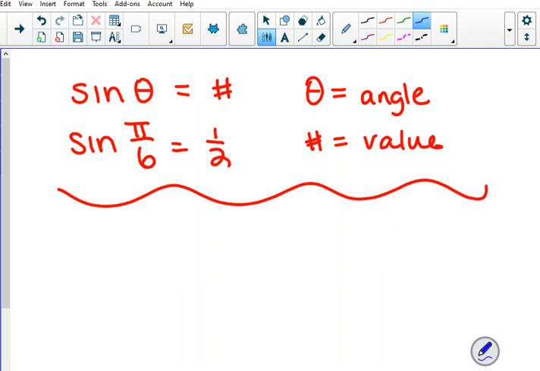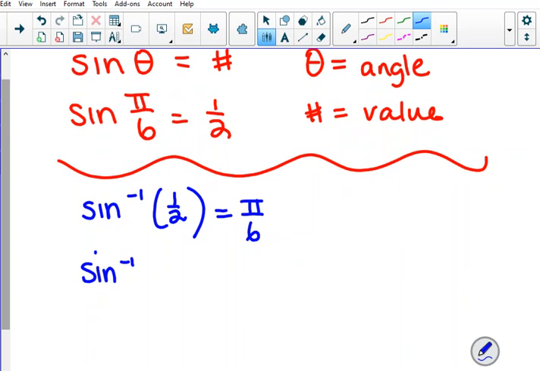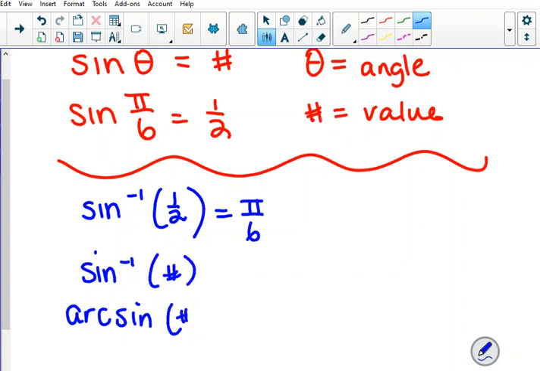Okay. When we're talking about inverses, we are switching the relationship. The inverse sine, which is my notation, sine to the -1, or the alternate notation arc sine, of some number or value is equal to an angle.